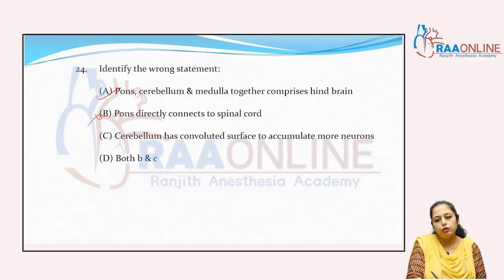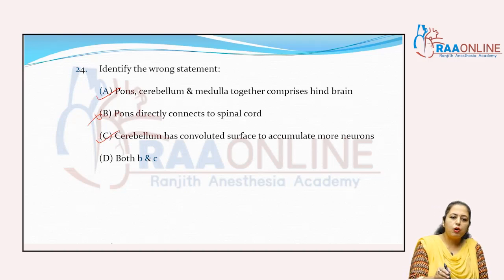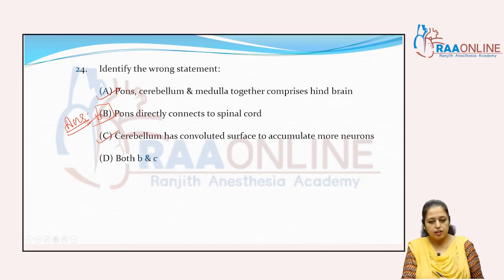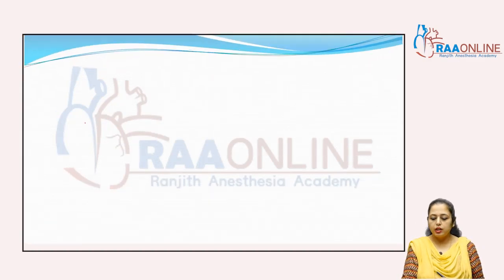Cerebellum has a convoluted surface to accommodate more neurons. Yes, right. So the wrong statement is the one about the pons, right? So the answer is that one. Clear? That is B. Now come to the next question.